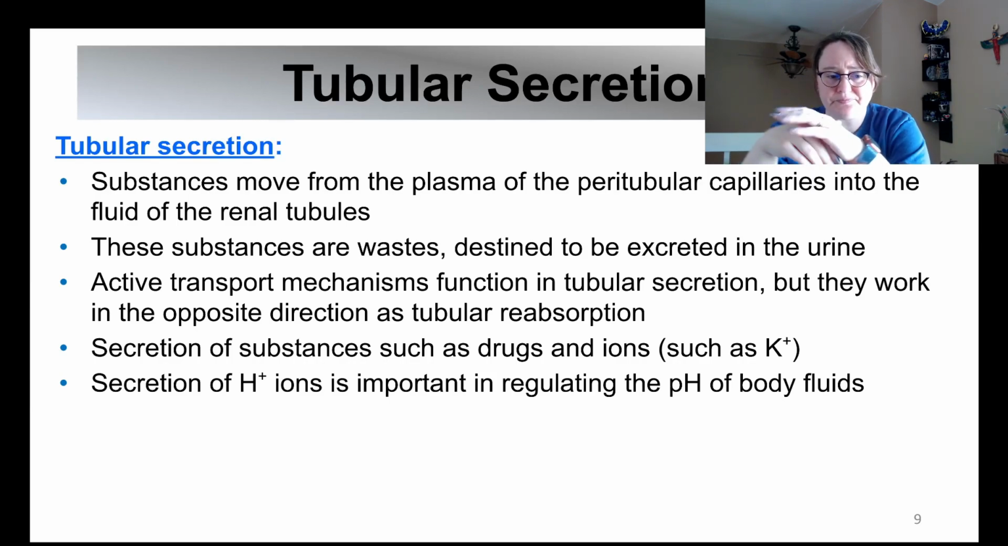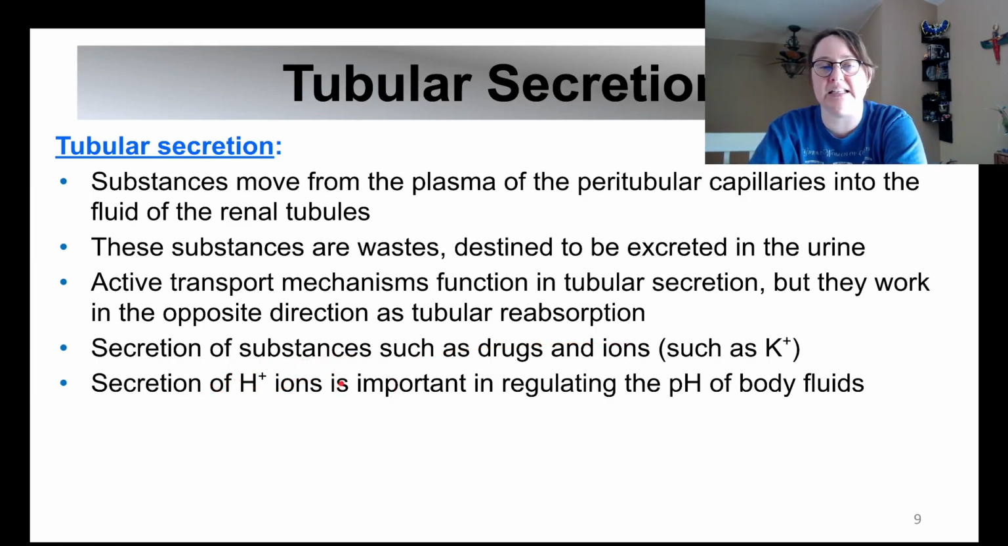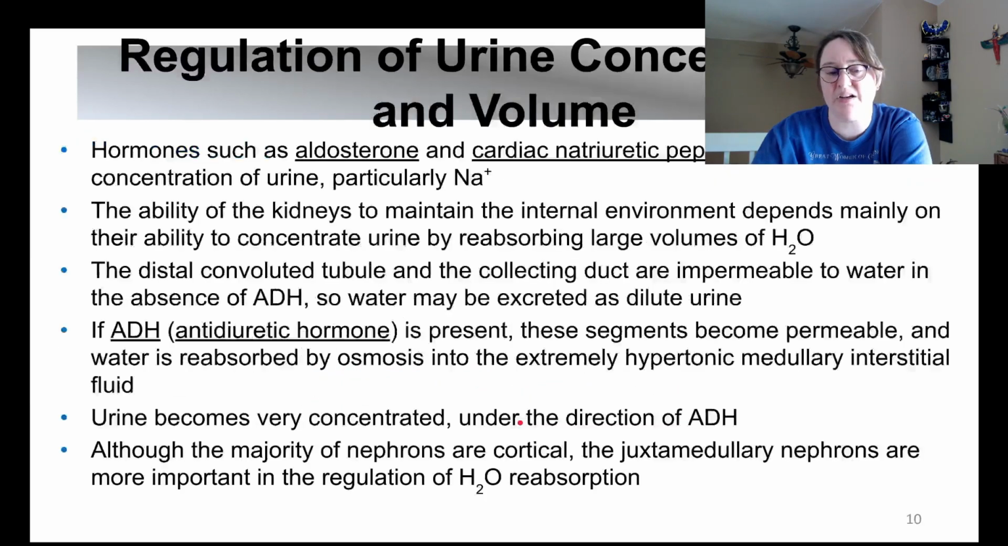So, yeah. Active transport mechanisms function in tubular secretion, but they work in the opposite direction. Potassium is one that flows out, even though we need potassium, but sometimes we make a little bit too much potassium. Secretion of hydrogen ions is important, and we have an entire chapter dedicated to this next time. Chapter 21 is pretty much us talking about hydrogen ions and which way they go. That's important in regulating the pH of body fluids. Like I said, an entire chapter is coming up.